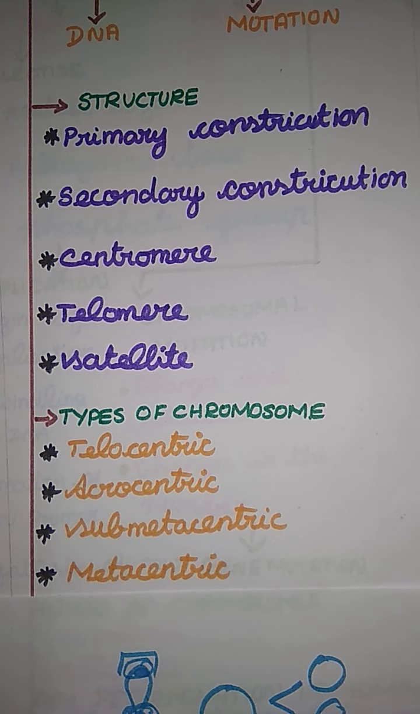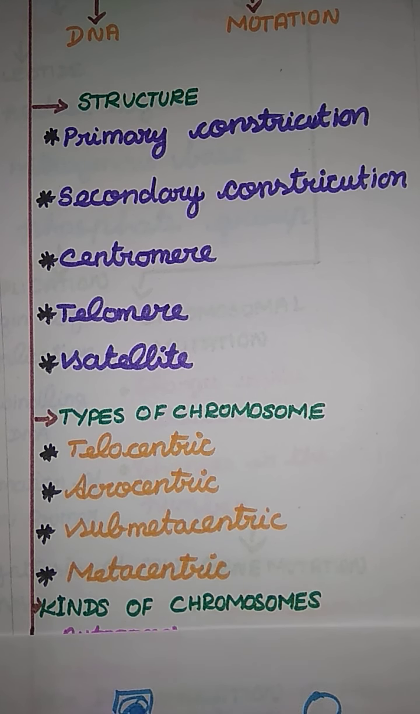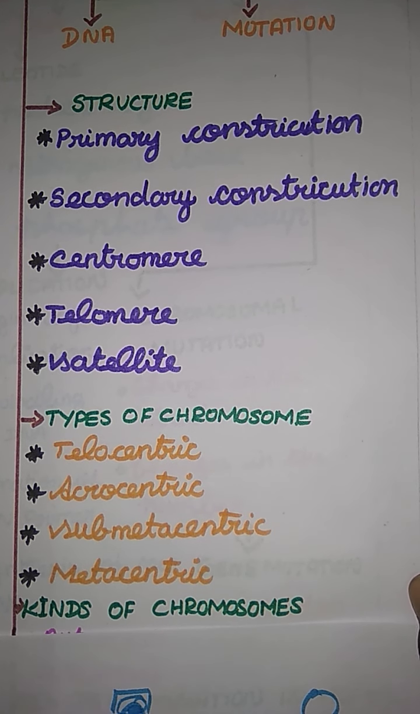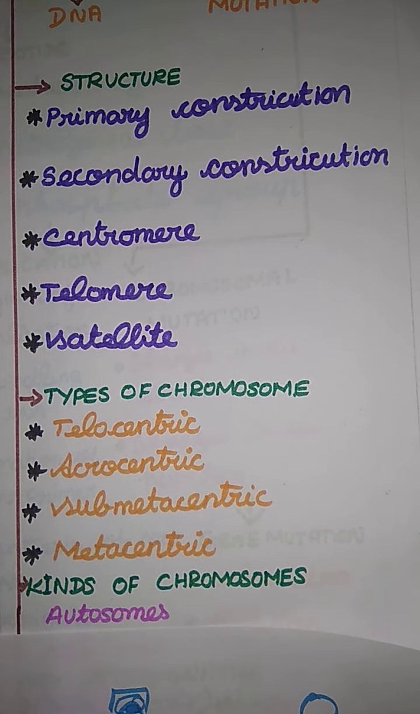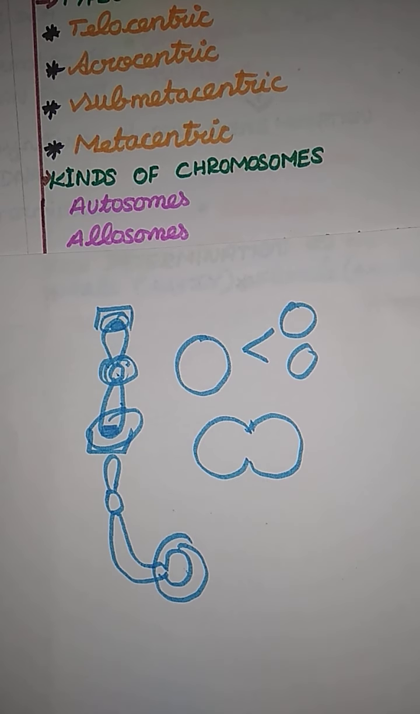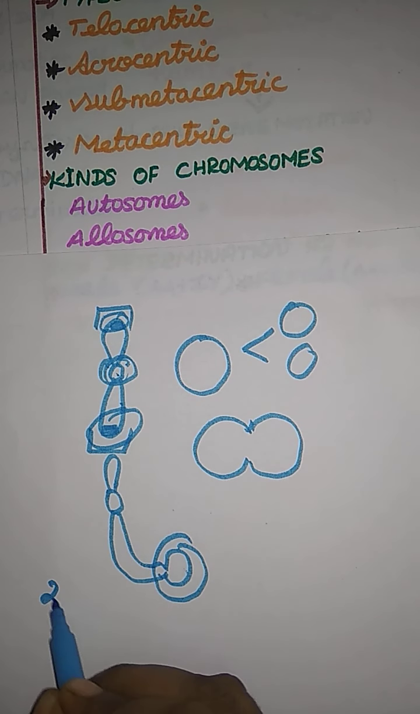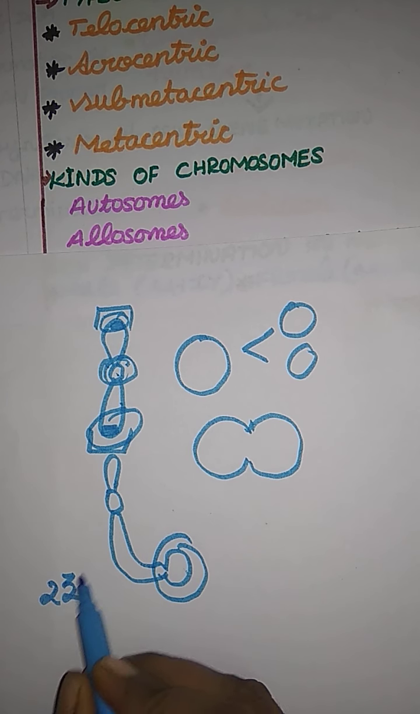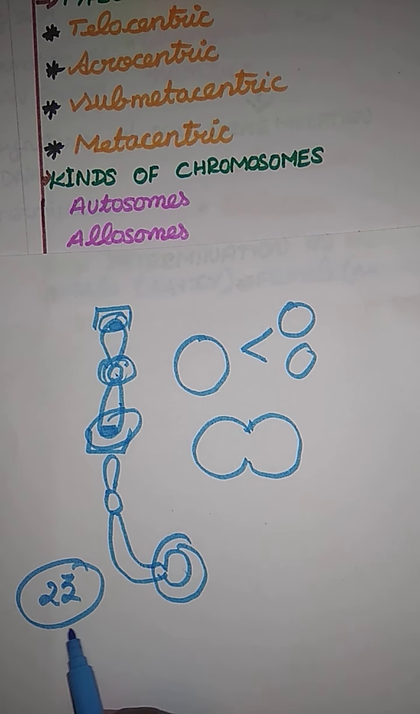Okay, and next one is the kinds of chromosome. These are the kinds of chromosome based on function. First one is autosome, and the next one is allosome. Totally, how many pairs of chromosomes are present in humans? 23 pairs. They are divided into two parts: the first set is 22 pairs and the last is the 23rd.